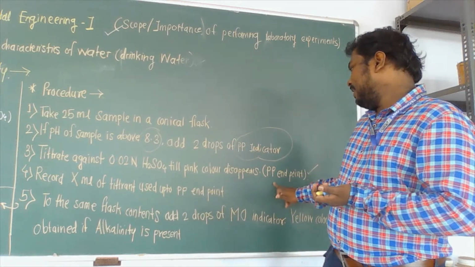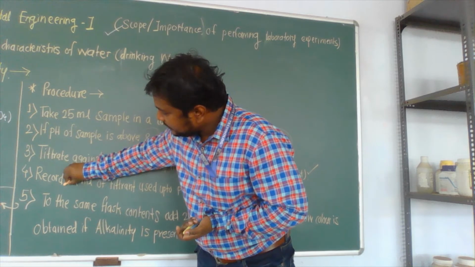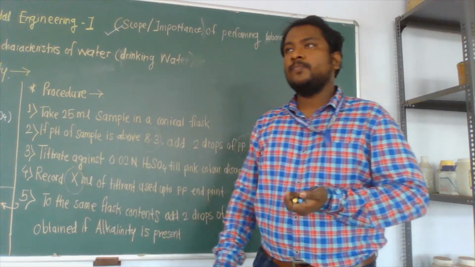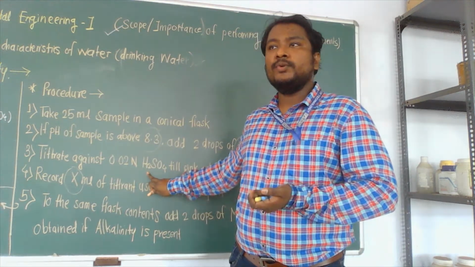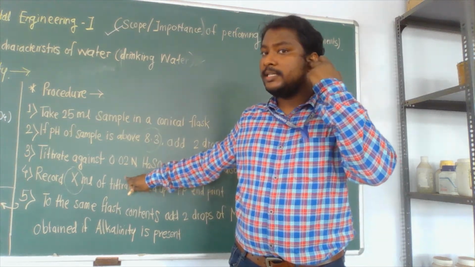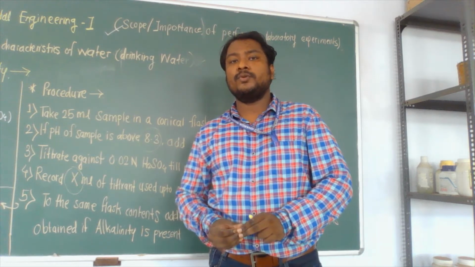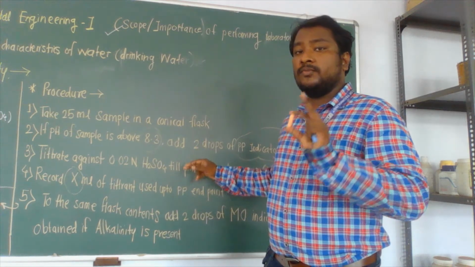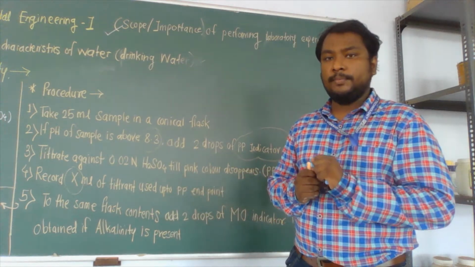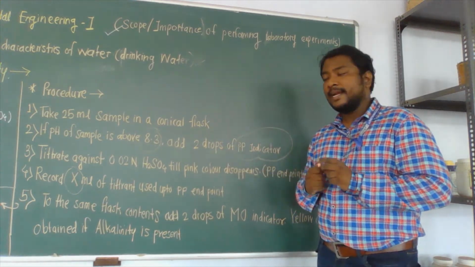Okay, that reading is capital X. You will see it in the observation table also. First, the sample we used, and the titrant we used in the burette, that is 0.02 normal H2SO4, and the sample we have taken, for the first indicator we have tested the sample. Now we have to use the second indicator.